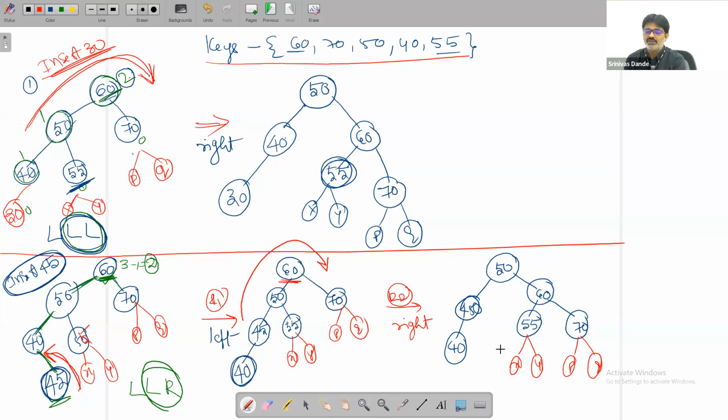Now, is this balanced? Two rotations are done? Yes. Do you understand, guys? We're just doing simple rotation. And mostly the time complexity of rotation is big O of 1 only.